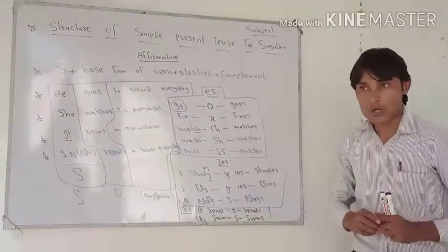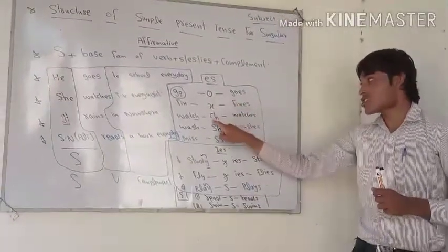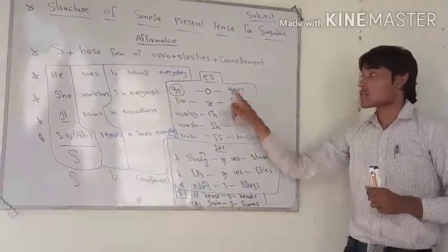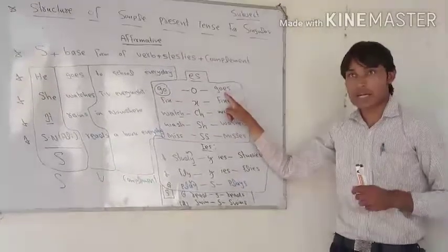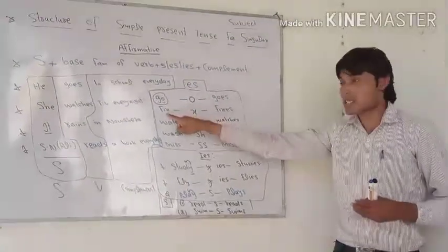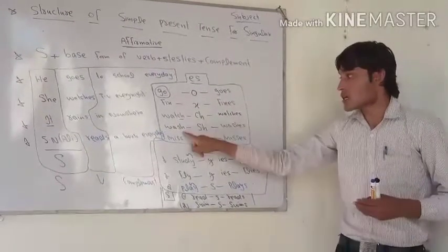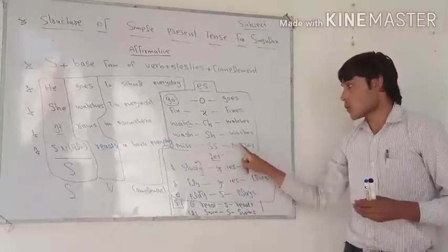If we want to add ES, first we have to check the verb. If the verb ends in O, X, CH, SH, or double S, we simply add ES. For example, go ends in O, so we add ES and it converts to goes. Fix, X is there, so we add ES, fixes. Watch, CH is there, so it becomes watches. Wash, SH is there, so it becomes washes. Double S is there, so it becomes misses.